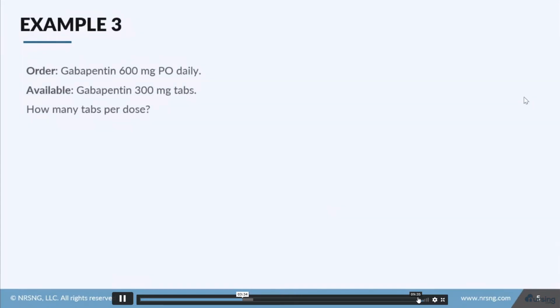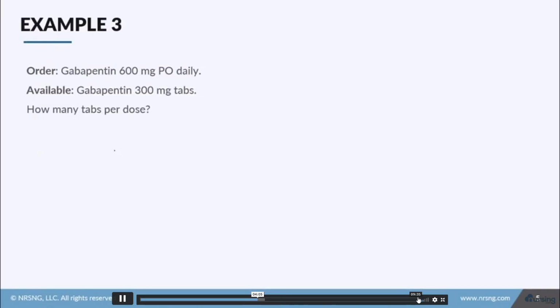Okay, example number 3, gabapentin 600 milligrams PO daily. Available is gabapentin 300 milligram tabs. How many tabs per dose? Now, one thing I would caution you against is some people will look at this and they'll automatically know the answer because they do math in their head. And that's fine. But I always encourage you to use a formula or use dimensional analysis as a double check. It's very possible that you could accidentally flip these. You see this and you go, oh, it's a half a tab, but you actually got it backwards. Okay, so make sure that you're using your formulas.